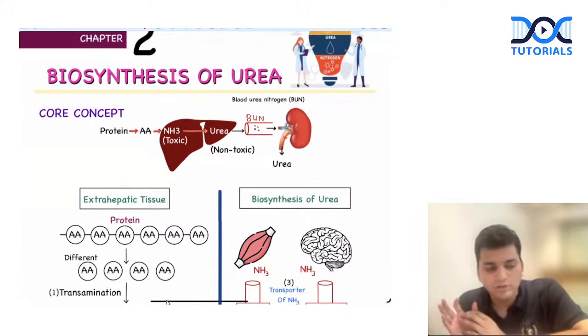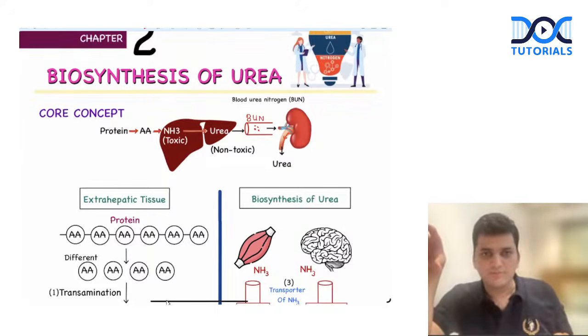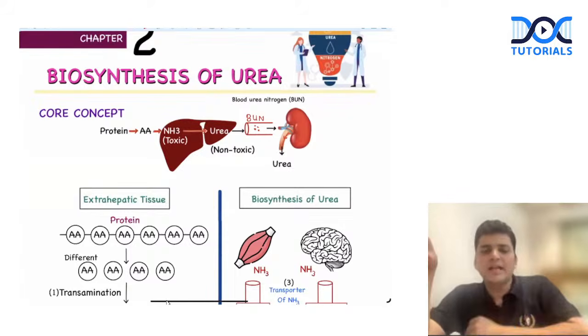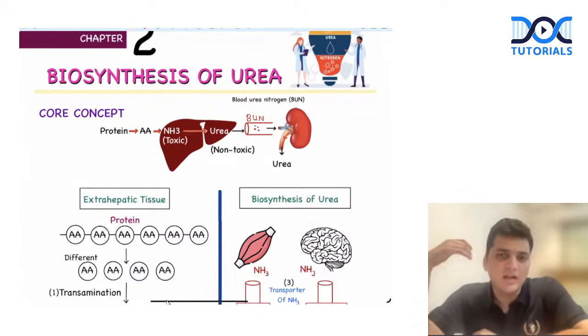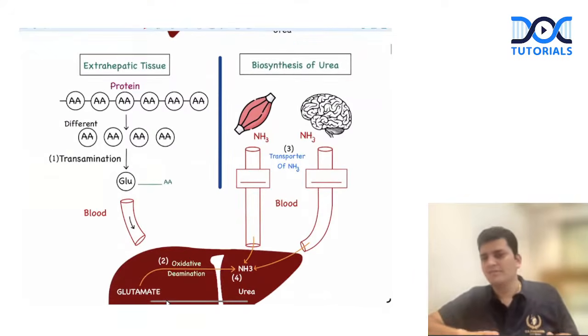So the body tissues have to find an alternate way to send the ammonia molecules to the liver. How? I will divide the body tissue into two groups. The liver is the hepatic tissue, and other than that, the muscles, the heart, the brain, they are extrahepatic tissue. Now, in the extrahepatic tissue, we have different proteins.